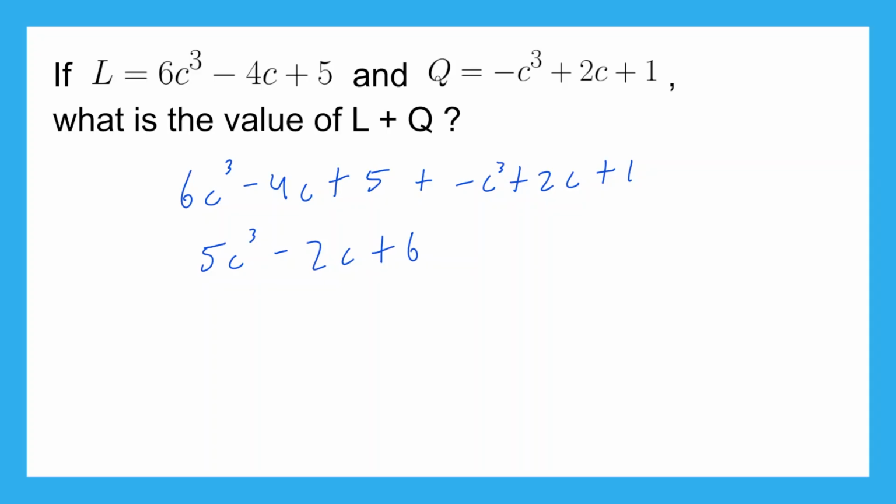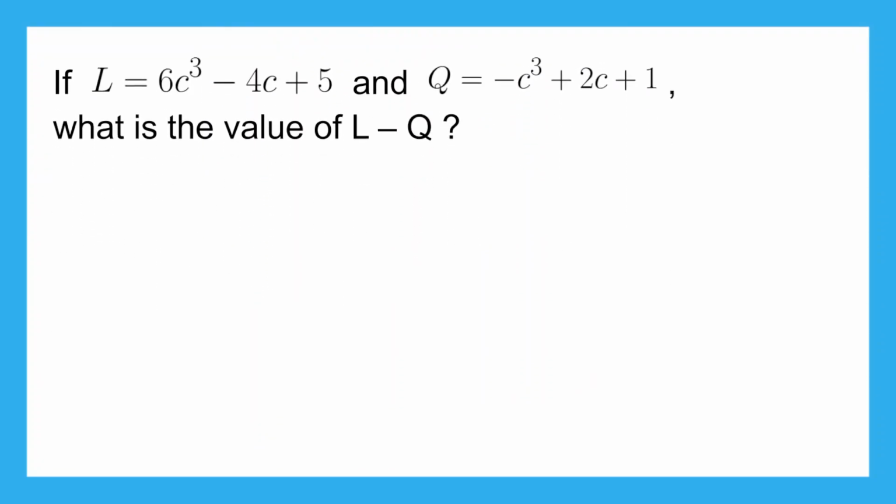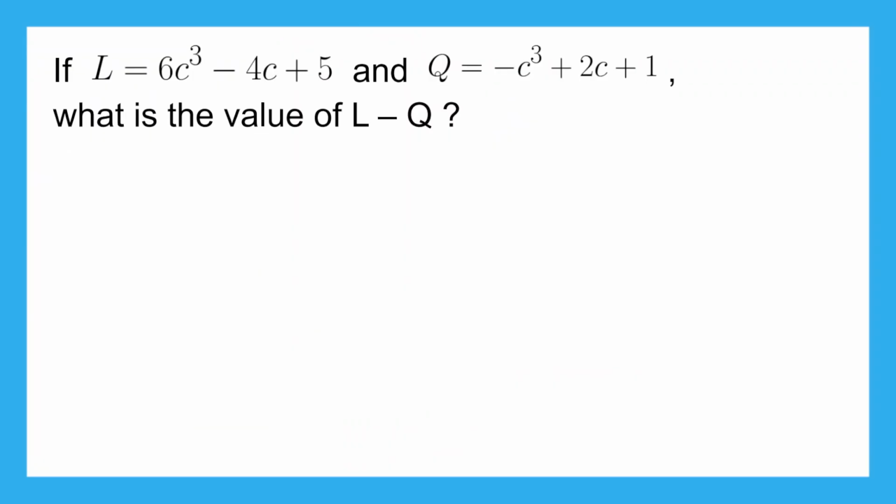And right now we cannot combine any more like terms, so that is our final simplified answer, which is the value of L plus Q. Now this second example is quite similar, but you'll see that we are subtracting this time. So we have the same L as before and the same Q as before, but we need to subtract them instead of add them. So let's write out L once again.